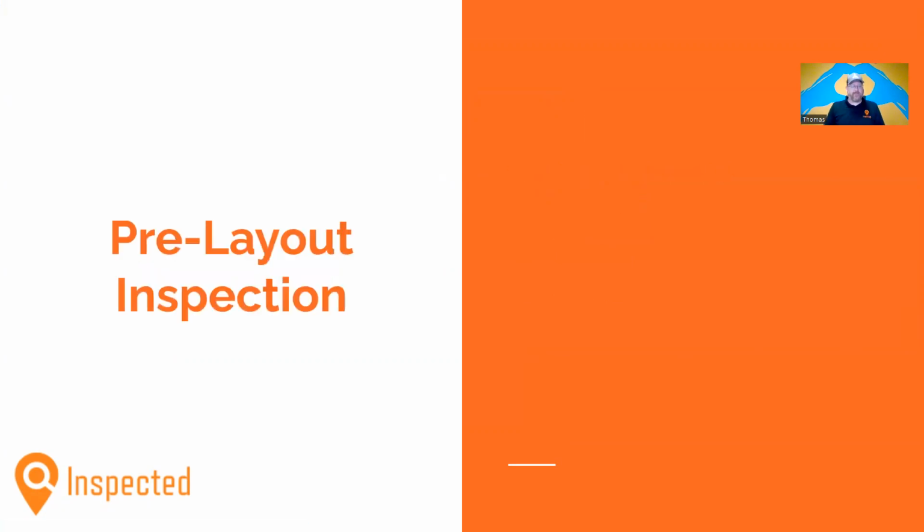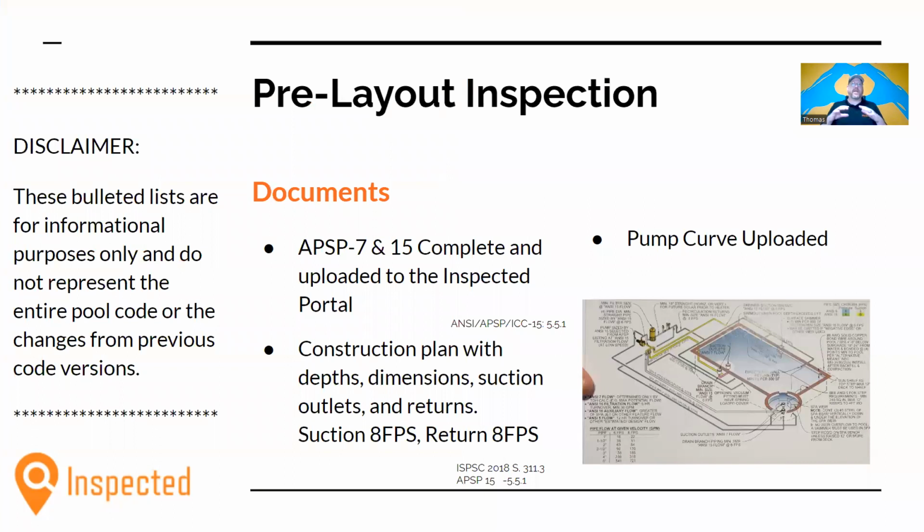So at the pre-layout inspection, the basic idea is to get an understanding of how the pool is planned to be built in a code compliant manner. To do so, we need at least three items uploaded to the web portal. The first is an ISPSC-2018 form. That is a form that the city uses to ensure that you have considered your hydraulics, the pump curve for the pump that you intend to use for your filter pump, and the construction plan with depths, dimensions, suction outlets, and returns indicated on the construction plan. Basically, we want to get a mind's eye of the project.